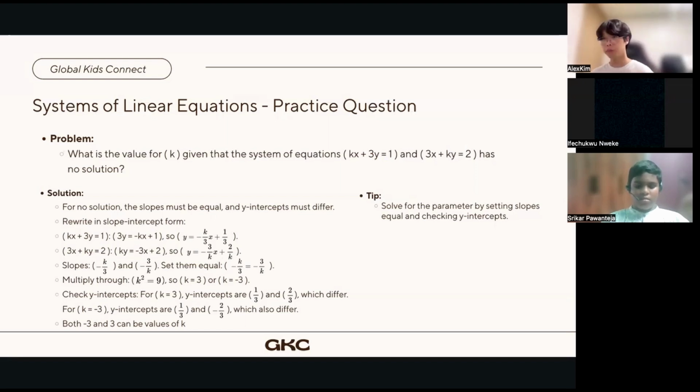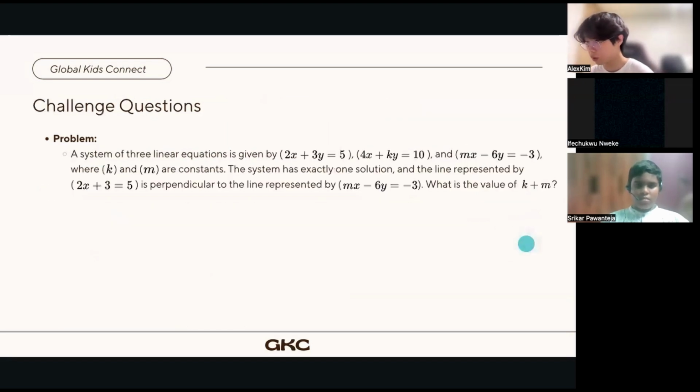Okay, we'll move on now. So the last question of today is a challenge question. This one might take a bit of time, but we'll go through it slowly. So let's read through it first. A system of three linear equations is given by 2x plus 3y equals 5, 4x plus ky equals 10, as well as mx minus 6y equals negative 3.